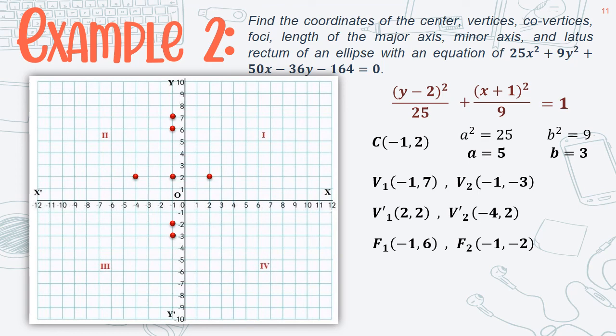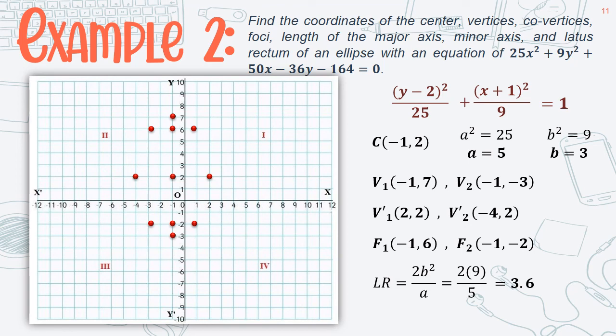Lastly, we have to get the length of our latus rectum by again using the formula 2b squared all over a. Again, our b squared is 9. Therefore, we will have 2 times 9 all over 5, or that is 18 over 5, or equal to 3.6. Therefore, our latus rectum measures 3.6. So again, divide it by 2, and we have to count 1.8 units to the right and to the left of our focus. So there we have the endpoints of our latus rectum.